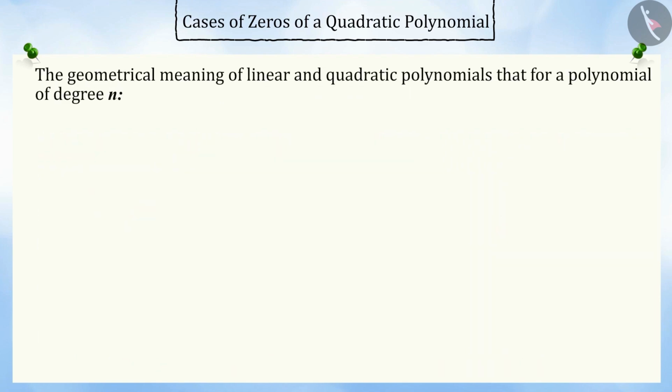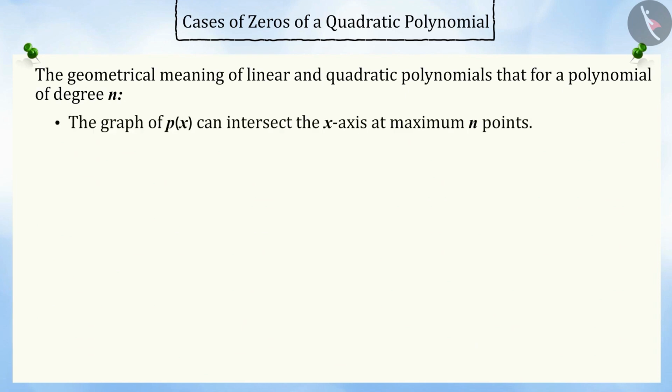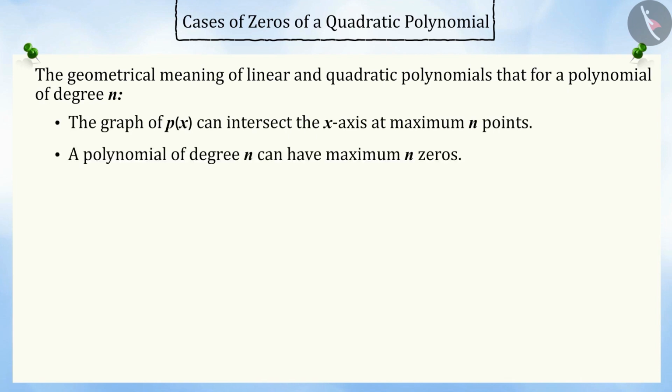It is clear from the geometrical meaning of linear and quadratic polynomials that for a polynomial of degree n, the graph of p of x can intersect the x-axis at maximum n points. Hence, a polynomial of degree n can have maximum n zeros.